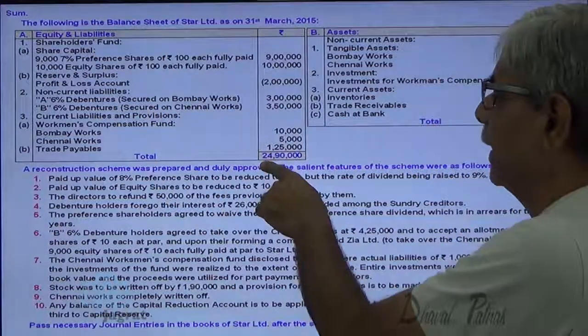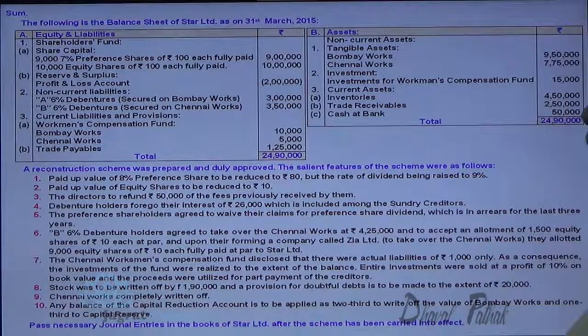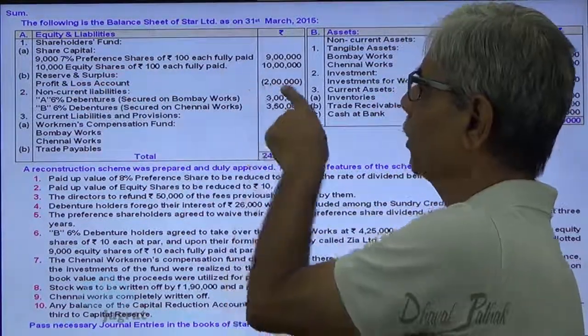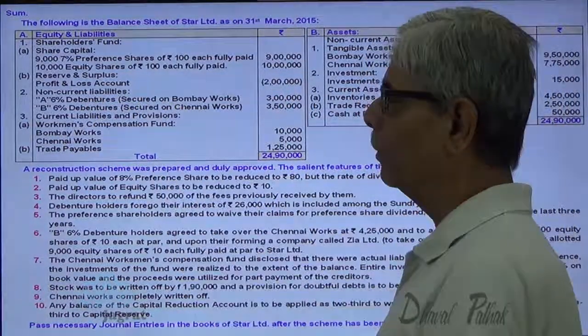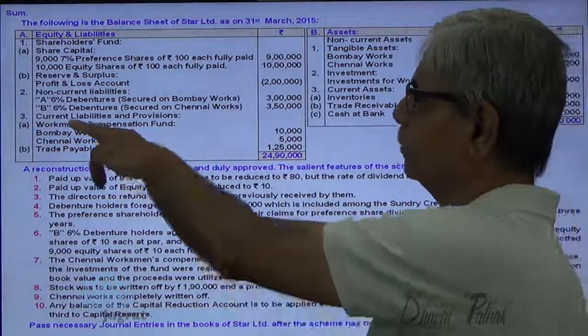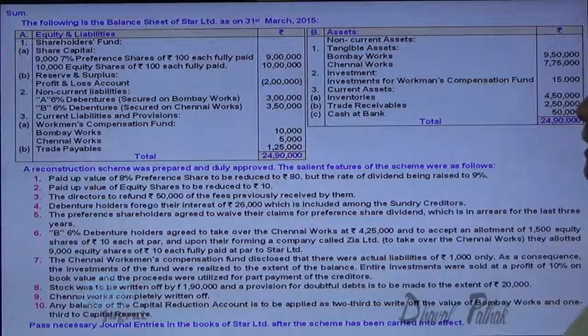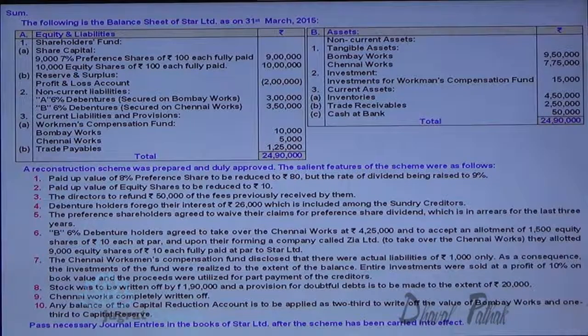Equity and liabilities total 24,90,000. Assets total 24,90,000. Shareholders' funds: share capital, preference shares, equity shares, reserves and surplus, profit and loss account, debit balance is given to you. Non-current liabilities: A debenture, B debenture 3,50,000. Current liabilities and provisions: workmen compensation fund, trade payables, total 24,90,000. Assets, non-current assets, tangible assets: Bombay Works, Chennai Works. Investment of workmen compensation fund 15,000. Current assets: inventory, trade receivables, cash and bank balance.